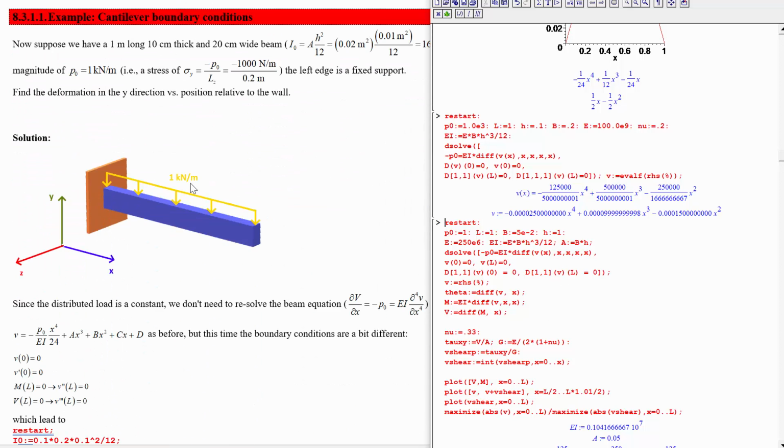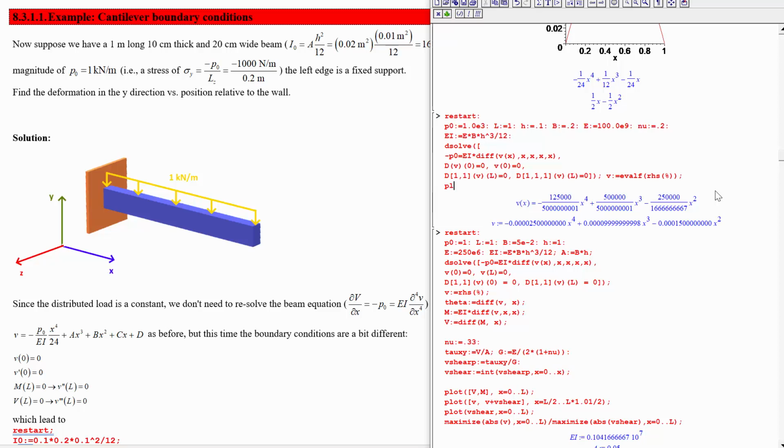So that's what they wanted, right? Find the deformation in the y direction versus position relative to the wall. We've got it. We could plot that as well. What do you think the cantilever is going to do with this load? It's probably just going to slope down somewhat. So let's see. V from x is equal to 0 to L.